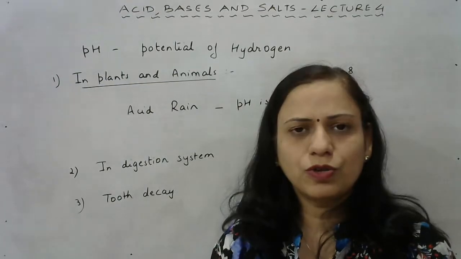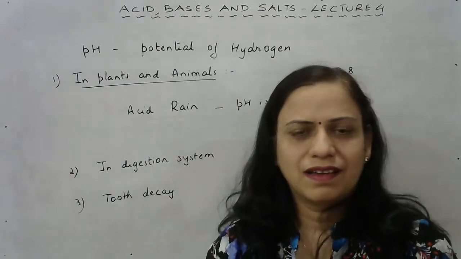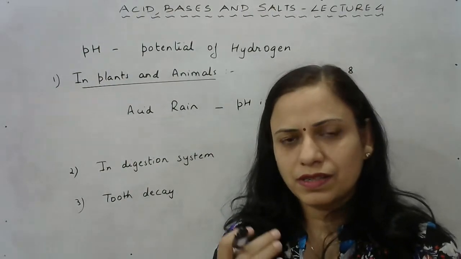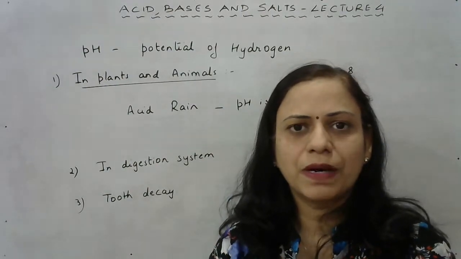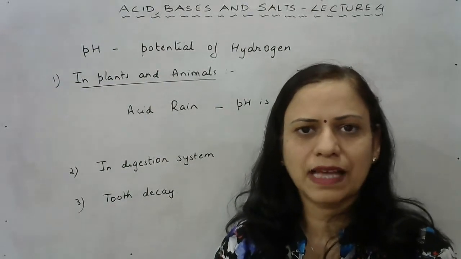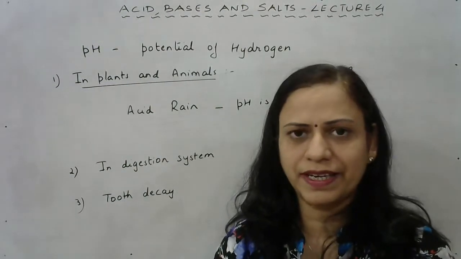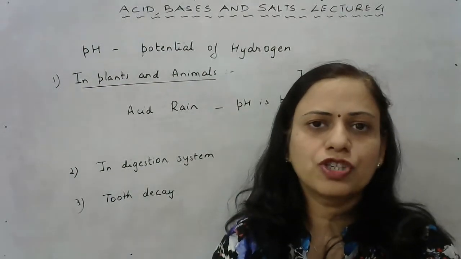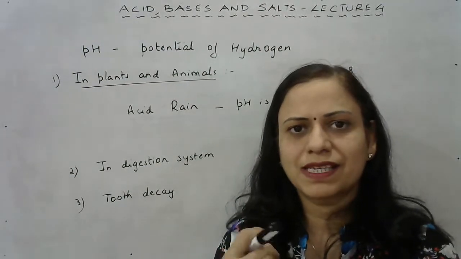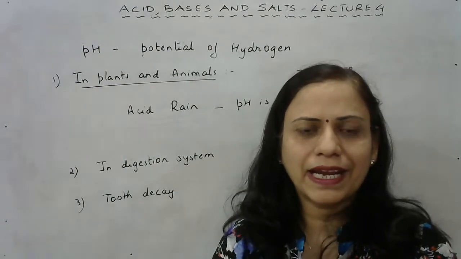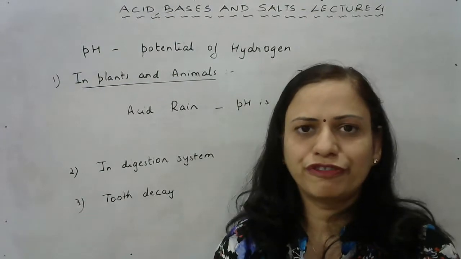When we eat too many sugary things and we don't brush our teeth after that, there are some bacteria which permanently live in our mouth. Everybody's mouth has some special type of bacteria which are always present there, and they feed on the sugar which keeps sticking to our teeth after we have eaten the food, and they break down that sugar to form acid.